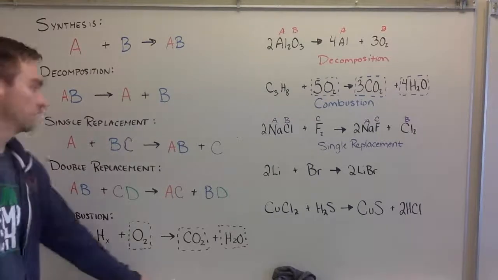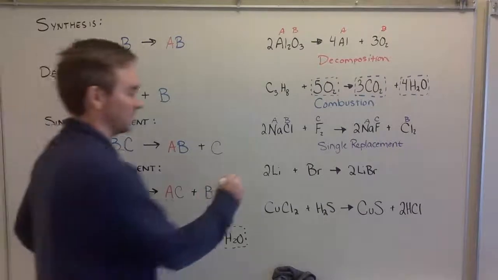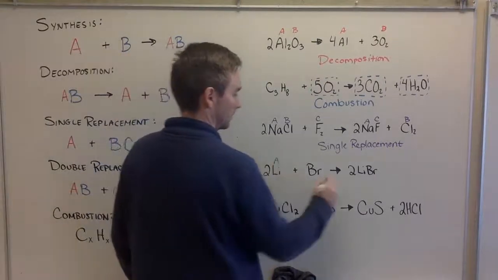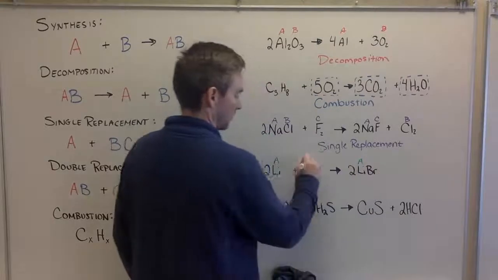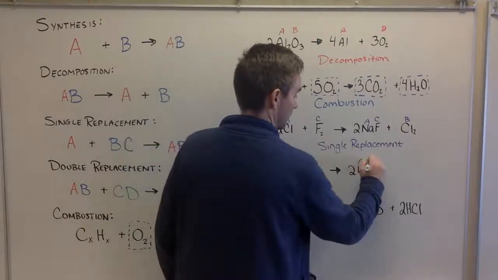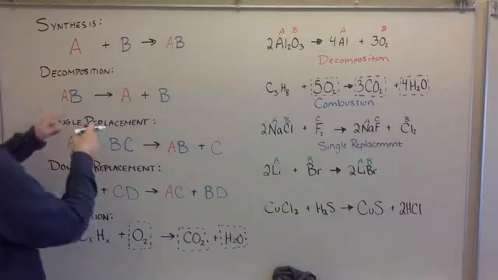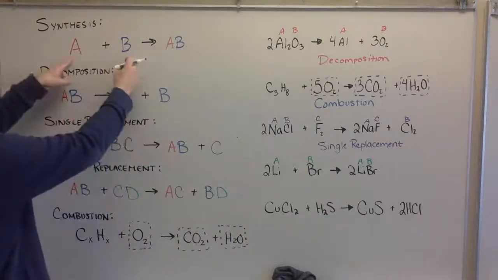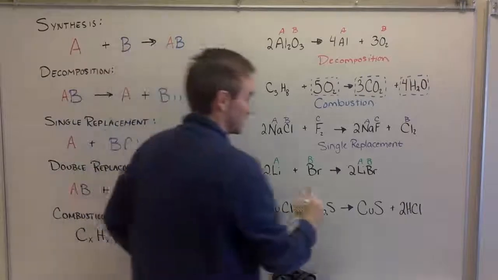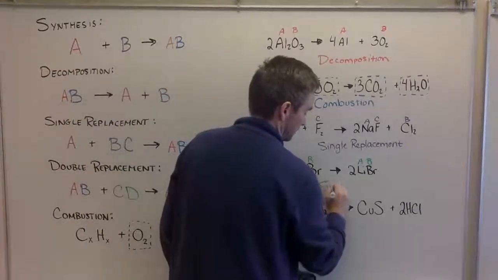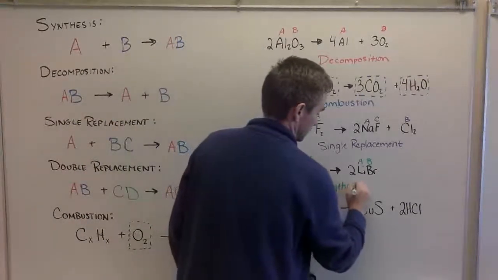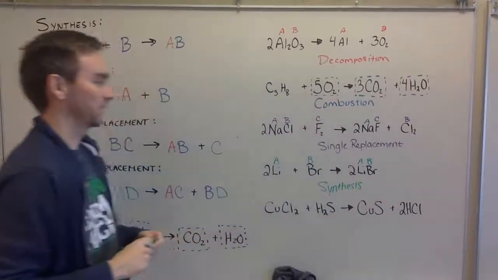Now let's try the next one. I'm going to make all the lithiums A's. I'm going to make all the bromines B's. So we start with A and B separate and then together. Separate and then together. This is a synthesis reaction.